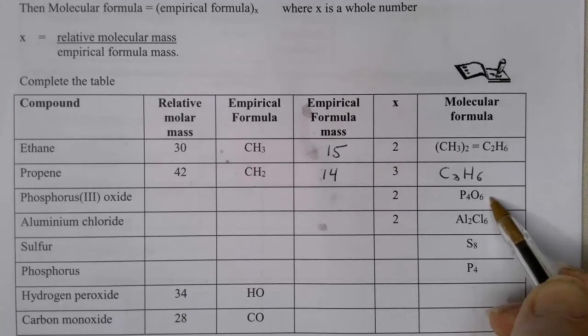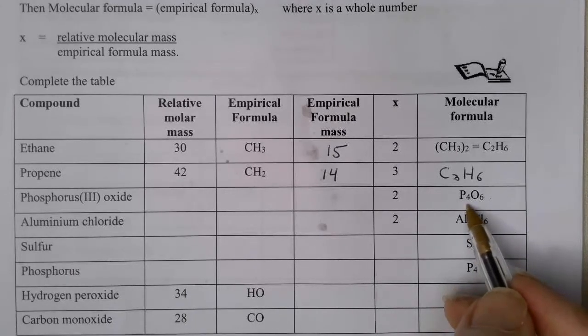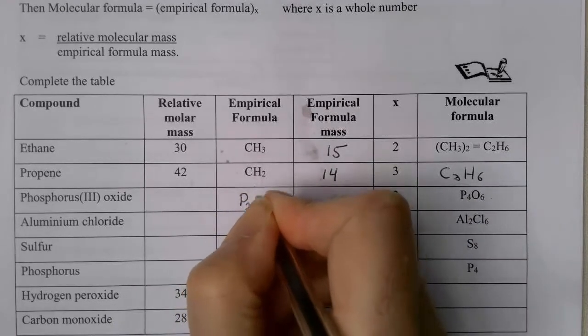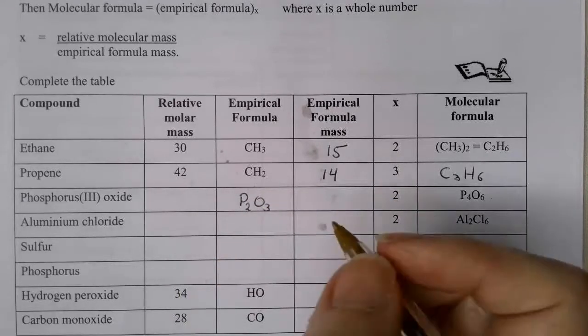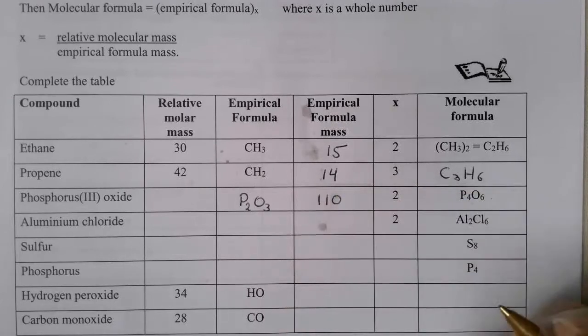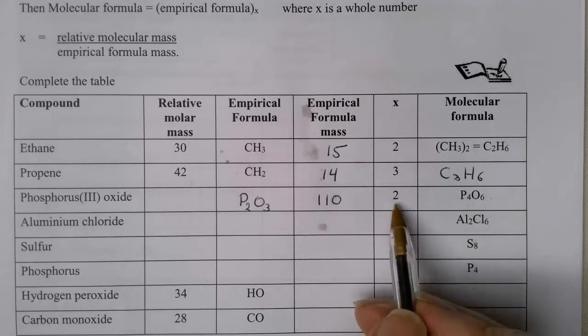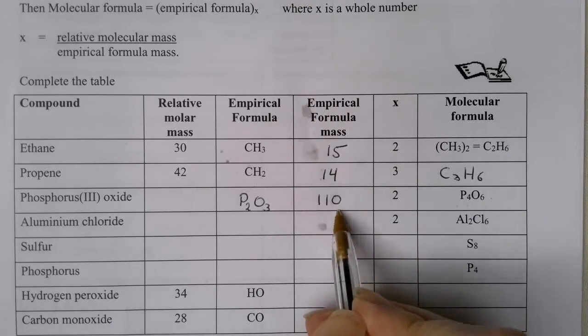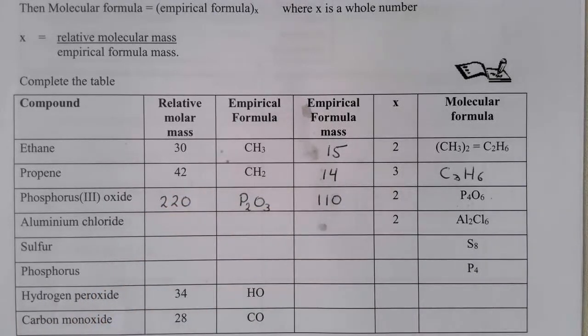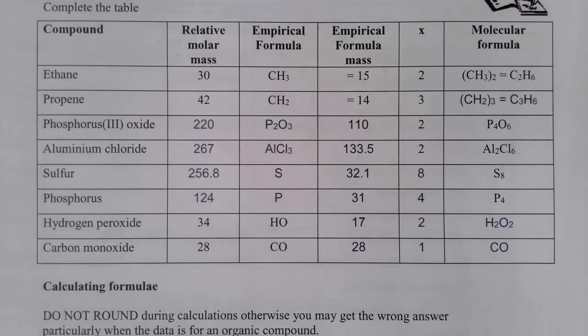Now, if my molecular formula is P4O6, my empirical formula will be the smallest whole number ratio of that. Well, both of those numbers can be divided by 2, so I will get P2O3. That empirical formula mass is 110, and my molecular formula is twice my empirical formula, so my relative molar mass is 220 grams per mole. And I can do that for the rest of the table there.